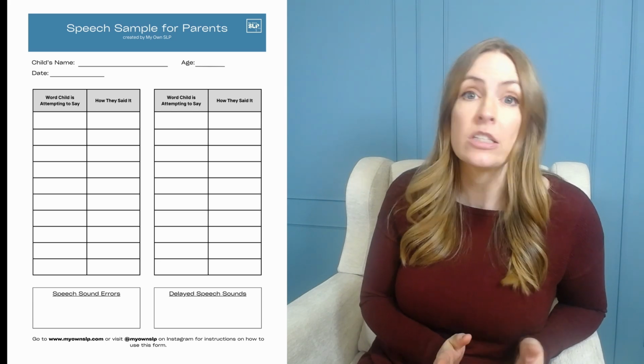Starting out on the form, go ahead and put down your child's name, their age, and the date. This will be especially helpful for you to keep for your records so that you can look back on this in the future and see where your child started, and see if you're still noticing difficulty on certain sounds. You can see which ones they have begun to master, and also if you ever need to be seen by a speech language pathologist, this could be a helpful form to take to them and show them what you've noticed at home.